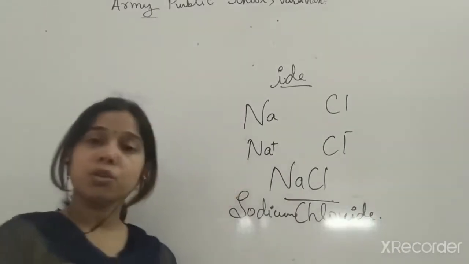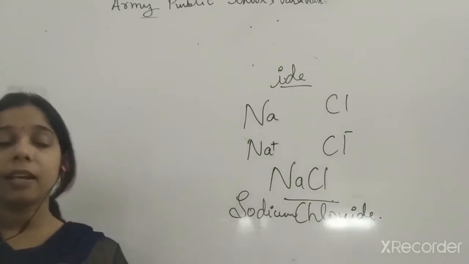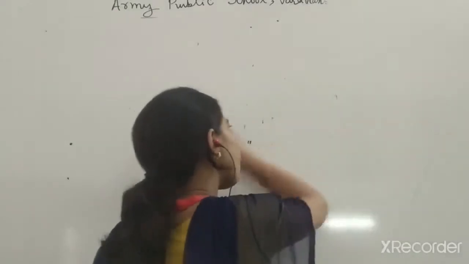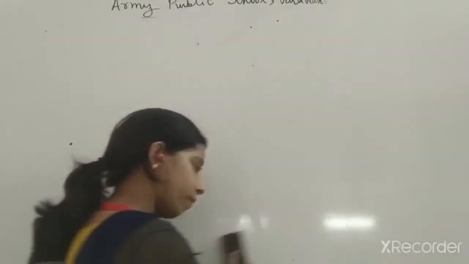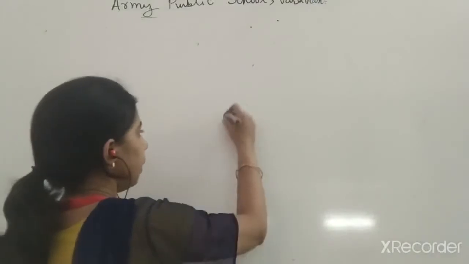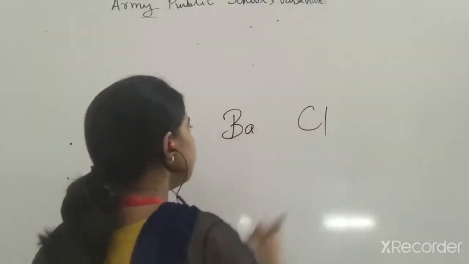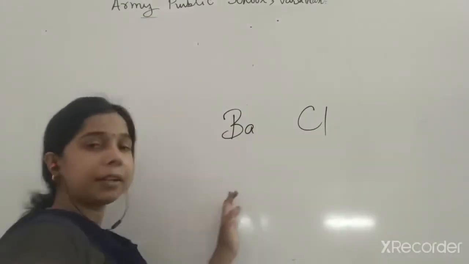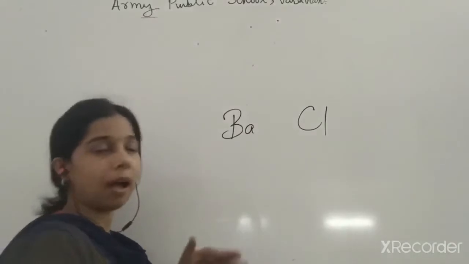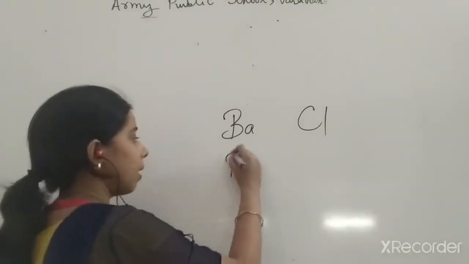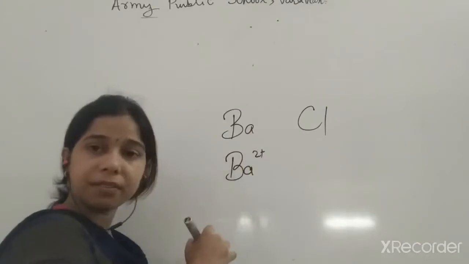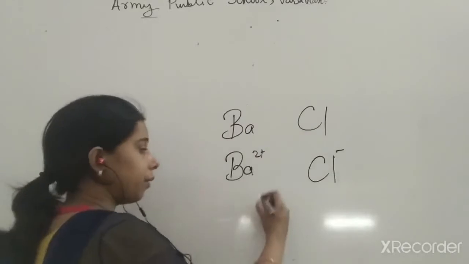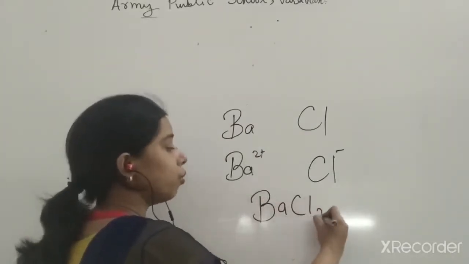So it will be sodium chloride, NaCl. Now you can understand the other one also, like BaCl2. So barium, this is the barium atom, and when the barium atom gets converted to an ion, it always becomes Ba2+, and chlorine is Cl-. When they combine together, they form BaCl2.